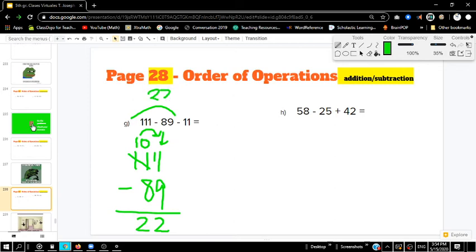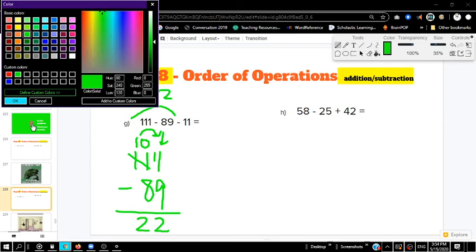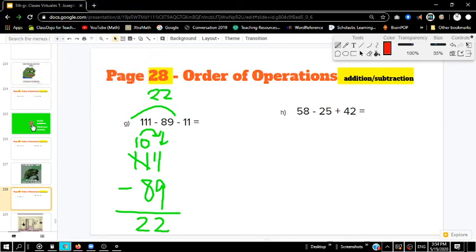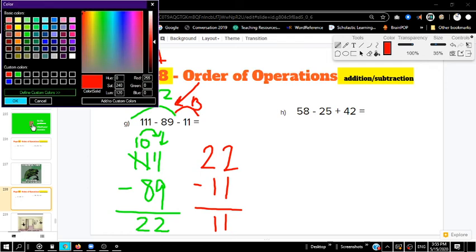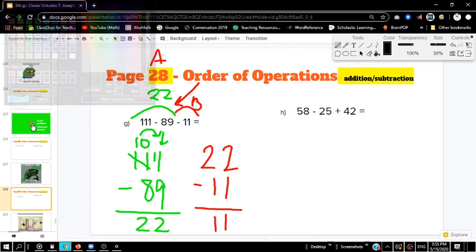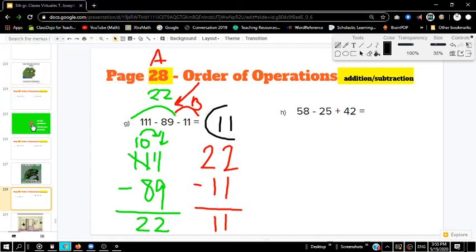Here we have 22. Okay, now we're just going to take our 22 and we're going to subtract 11, right? So 22, which we have right here, the first part of the problem, letter A, like I've been saying. Now we're going to do letter B, minus 11. 22 minus 11 is 11. I don't need to do the calculation on that. Our final answer is 11. Let me write that in black. 11 is our final answer.